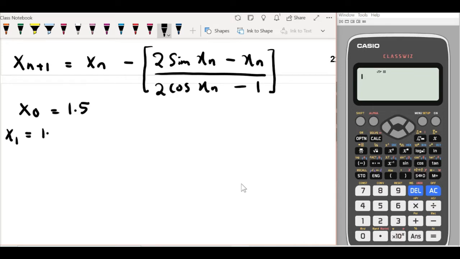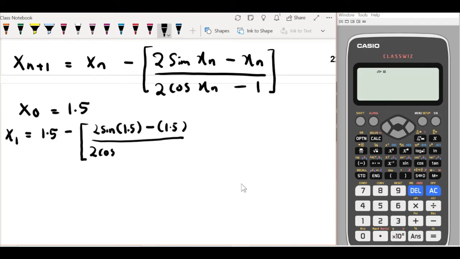So here we will get 1.5 minus, with 2 sine of 1.5 minus 1.5, divided by 2 cos of 1.5 minus 1. Okay, so in order to find the answer, because we will use this function repetitively, we can compute this function into our calculator. So that's what we're going to do now.